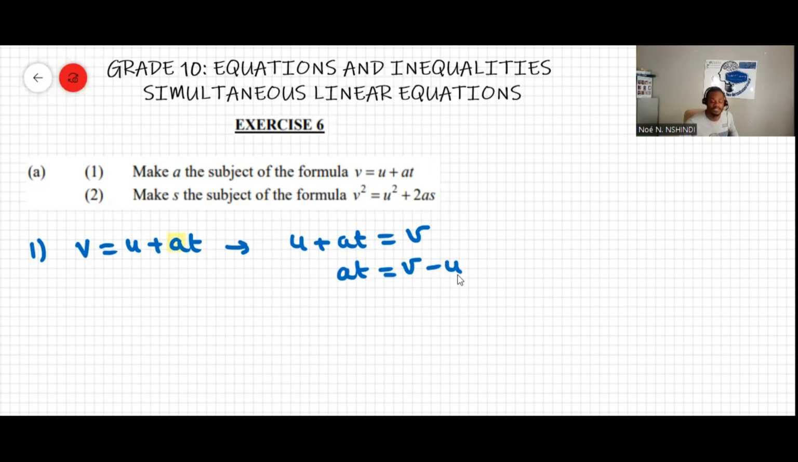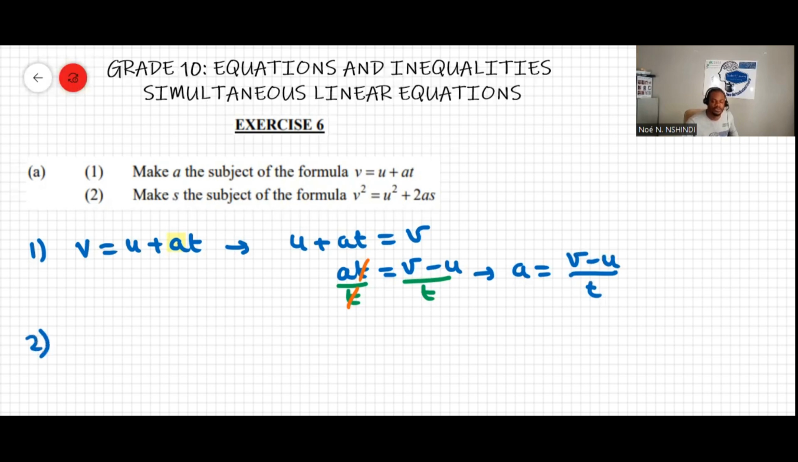Now, because I need A, I can divide both sides by T. So I divide by T. I need A, I divide both sides by T. And then T and T will be simplified. And then we can say we have A equal to V minus U over T. Okay, that was question 1.